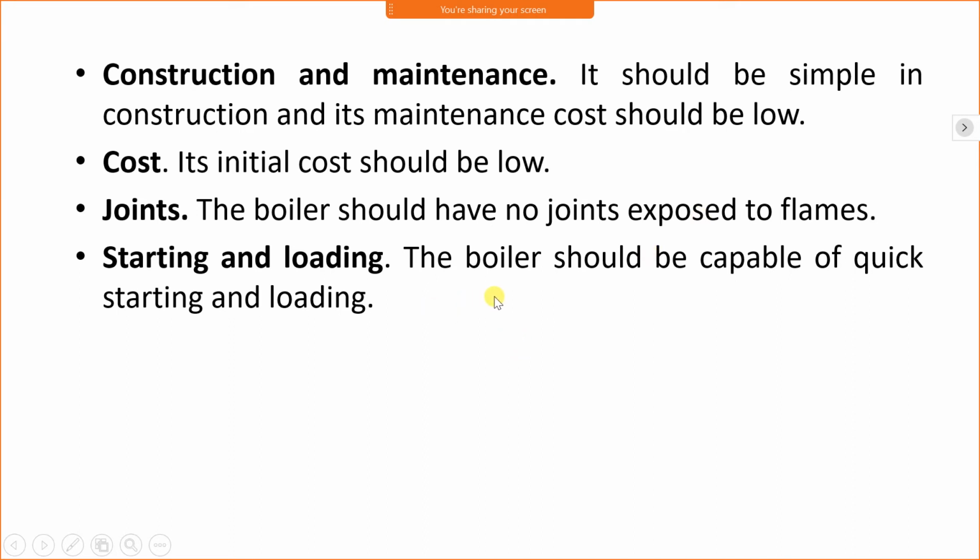Loading means the generation of steam. From the starting to generation of steam at the required working temperature and pressure is called loading. Loading means generation of steam at a required condition.